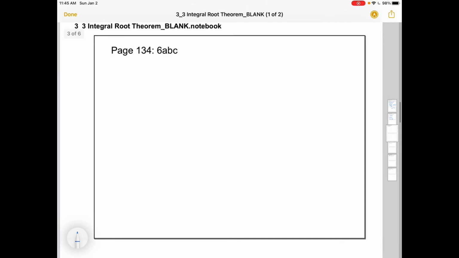So at this point, I'd be inclined to take a little break and look at page 134, 6ABC, just to get some practice factoring.